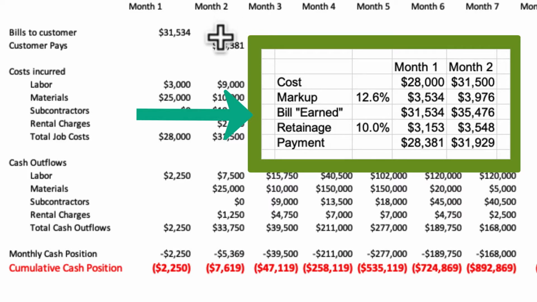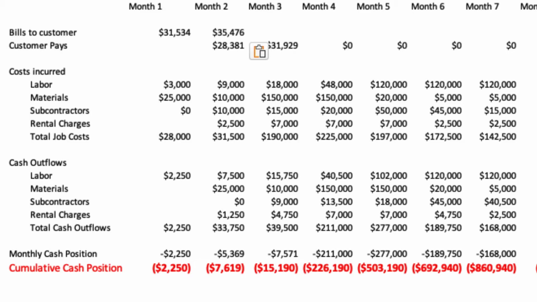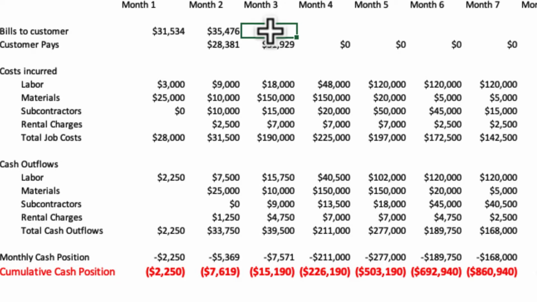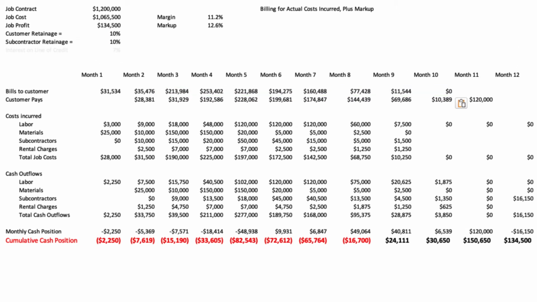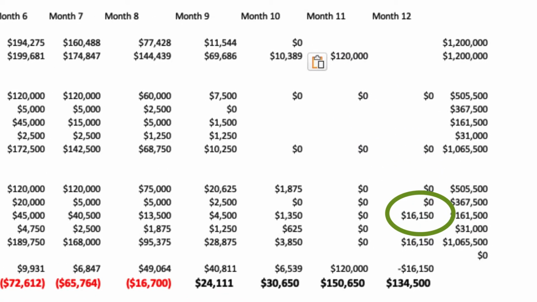In the next month, the amount earned is $35,476. Again, the customer pays the non-retainage portion in the following month. Let's go ahead and populate the rest of the bills based on this pattern. Our last normal bill is in month 9. The customer pays us the retainage in month 11 after all checklist items have been satisfied. Now that we have received final payment from our customer, we can pay the subcontractor their final payment.